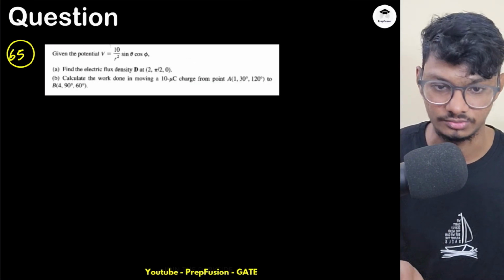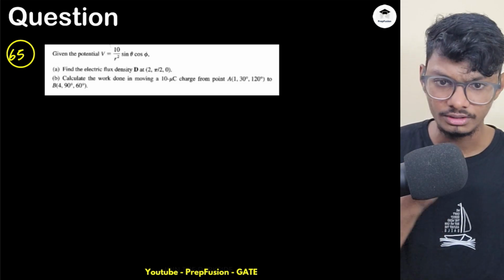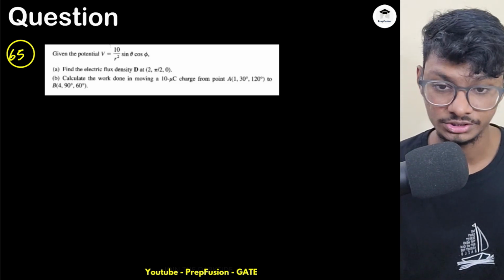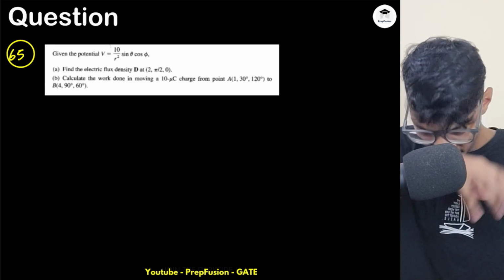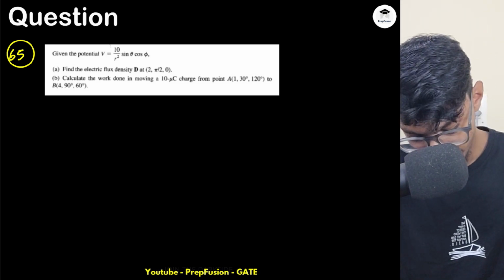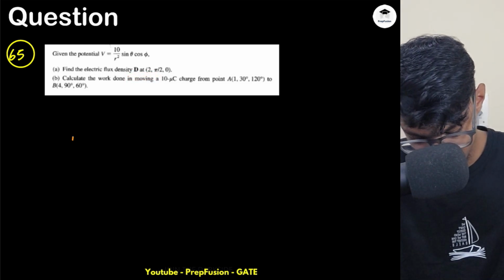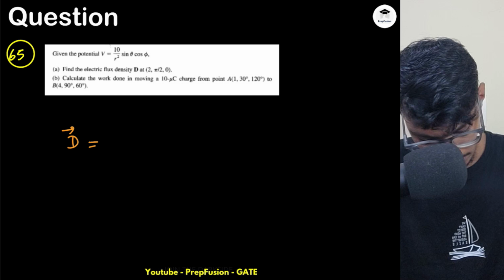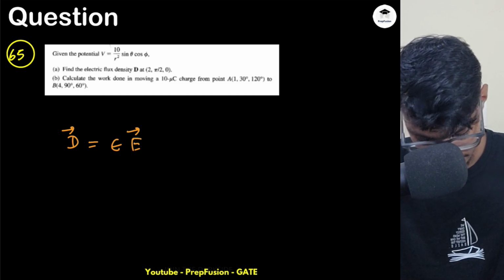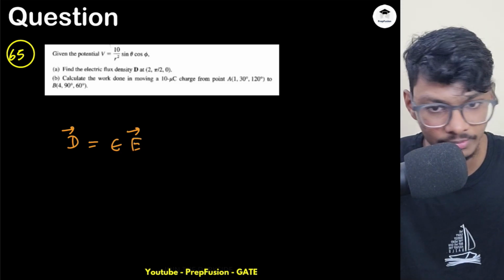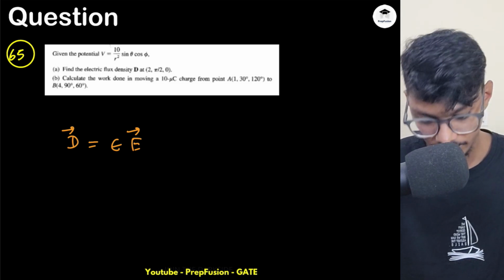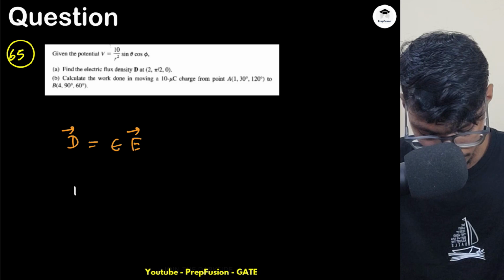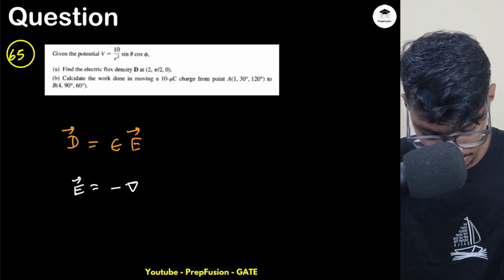Now you can solve this question as well, right? This is again a simple question. You just have to find out the gradient of this. This is a question from a very famous book. Can you compute the gradient of this? You have to find out the electric flux density. To find the electric flux density, what do you know? Electric flux density is equal to epsilon times electric field intensity. So if I find out the electric field intensity, I will be able to find out the electric flux density. So first of all, I will compute the electric field intensity. It will be minus del V.